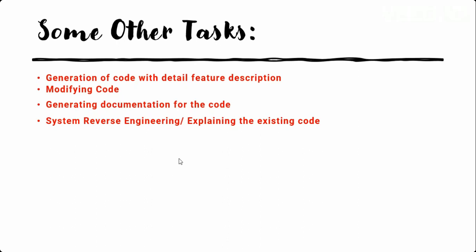And next, generating the document for the code. You can generate a document for the code, with the steps involved in this code. And we call it system reverse engineering, or explaining the code. If you are not sure what this code is doing, you can give that code and ask the AI to explain this existing code. Like you have a system and you don't know what is involved in it, so that can be explained by the AI. So we call it system reverse engineering.